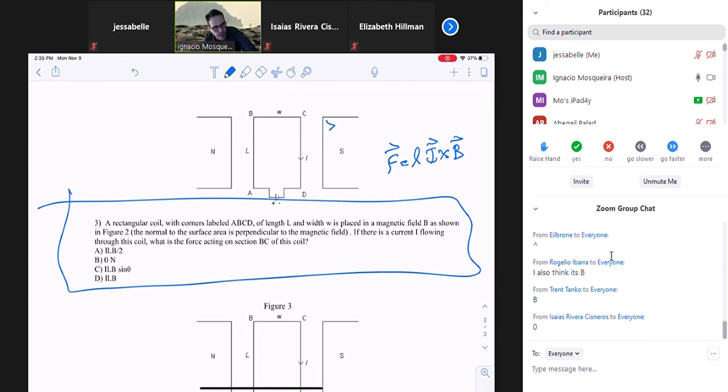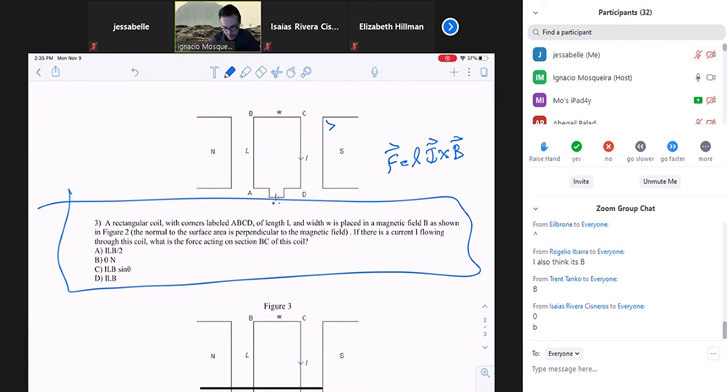Okay, so we agree on B, right? That's right. And again, you have to go back to the formula for each case, so you have to be careful. What is the question asking exactly? You could ask about this piece, that piece, or you can ask about fluxes, or torques. The force on this piece is 0 because the current is aligned with the magnetic field.